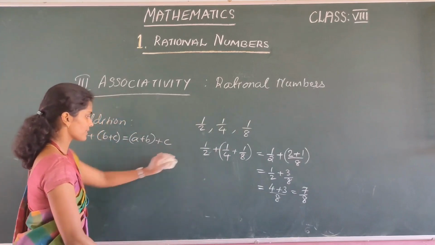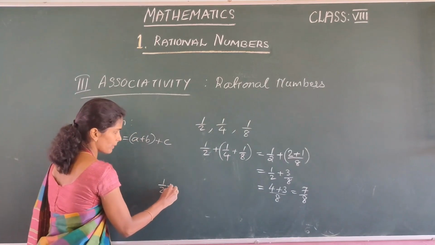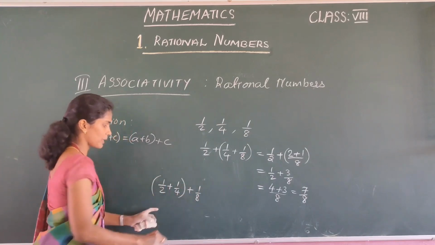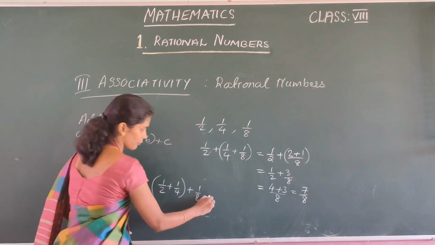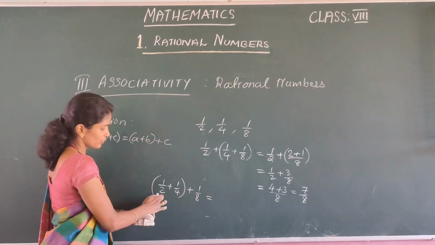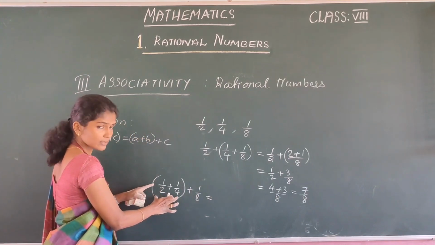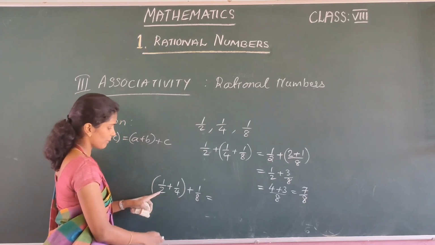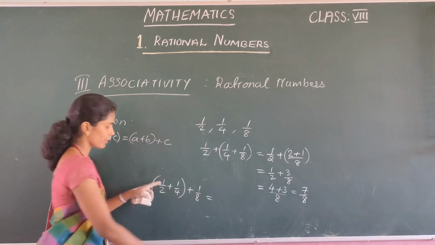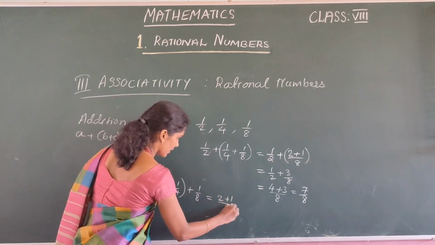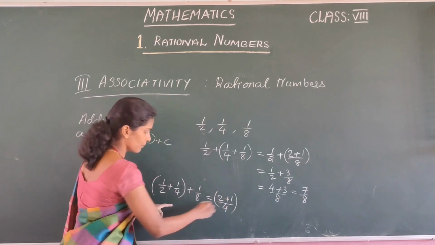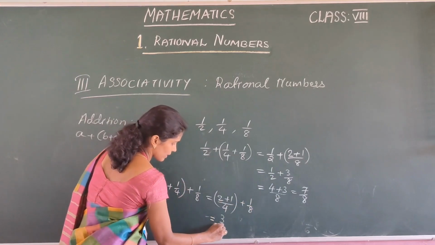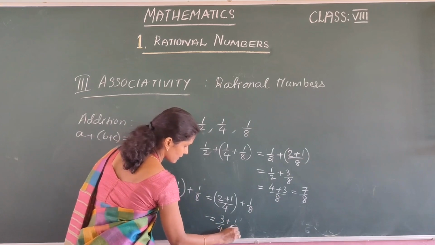Then what is 1/2 plus 1/4 plus 1/8? First we do these two. Here the denominators are different, so we take the LCM of the denominators. Multiply 2 into 2, we get 4. So 2 plus 1 by 4, this is the first thing, plus 1/8, this is equal to 3/4 plus 1/8.